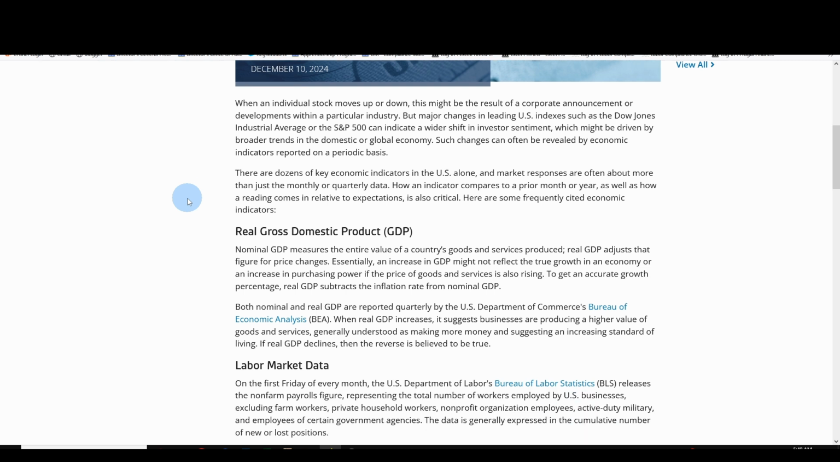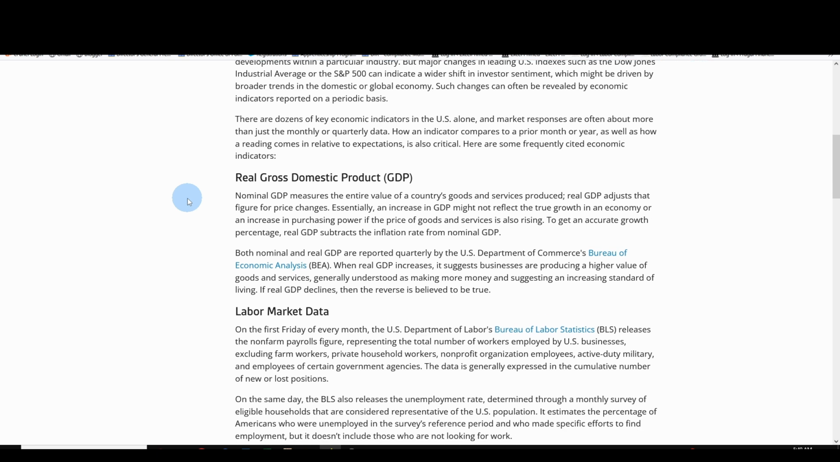There are dozens of key economic indicators in the U.S. alone, and market responses are often about more than just the monthly or quarterly data. How an indicator compares to a prior month or year, as well as how a reading comes in relative to expectations, is also critical. Here are some frequently cited economic indicators.